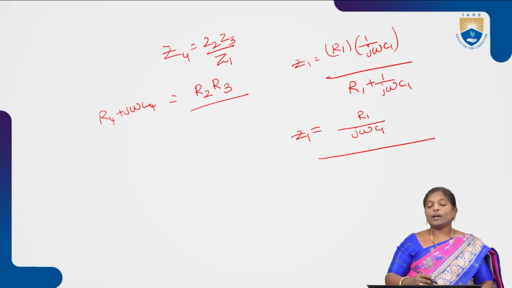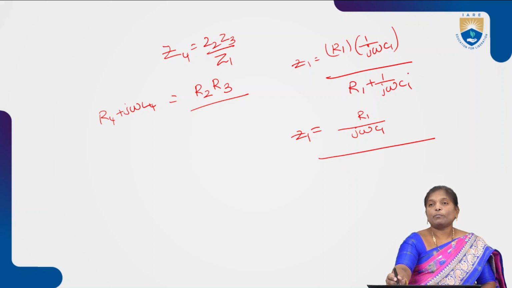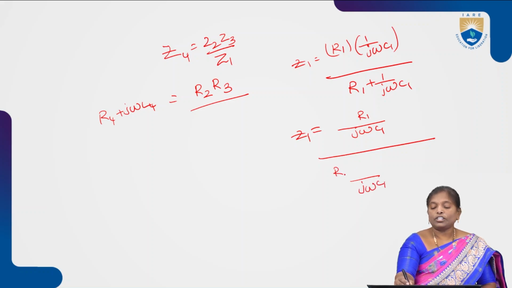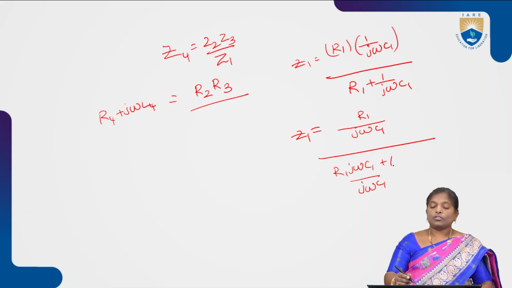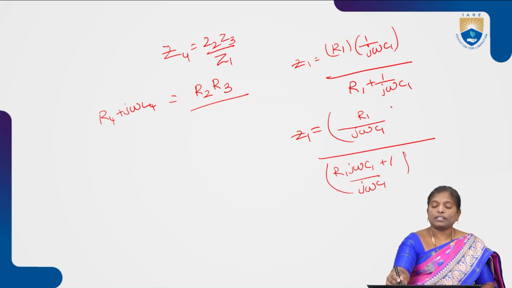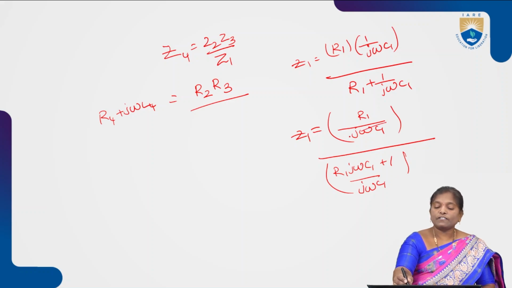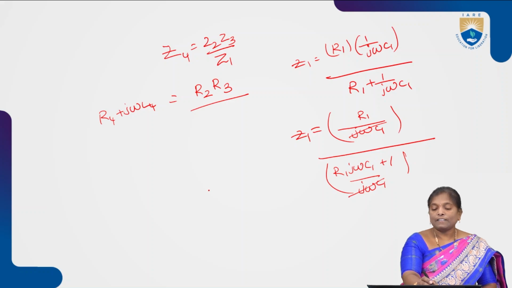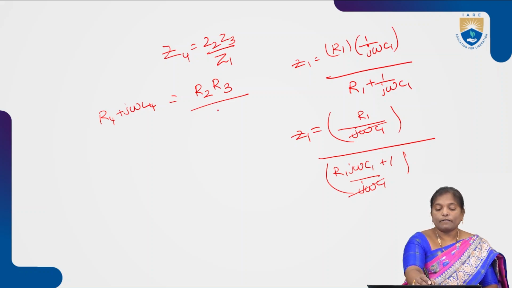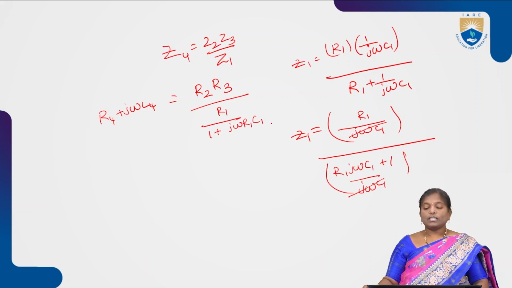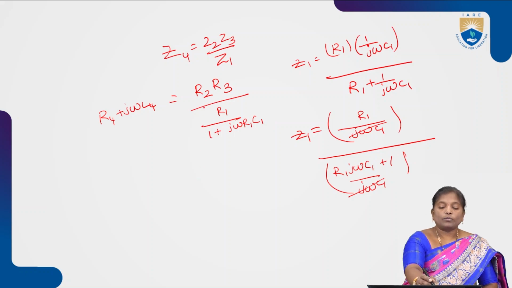Similarly, in the denominator section, by taking j omega C1 as the LCM, we have R1 into j omega C1 plus 1. So this is the denominator and this is the numerator. In both the terms, j omega C1 gets cancelled, and finally we have an expression like Z1 equal to R1 by 1 plus j omega R1 C1. This is Z1.